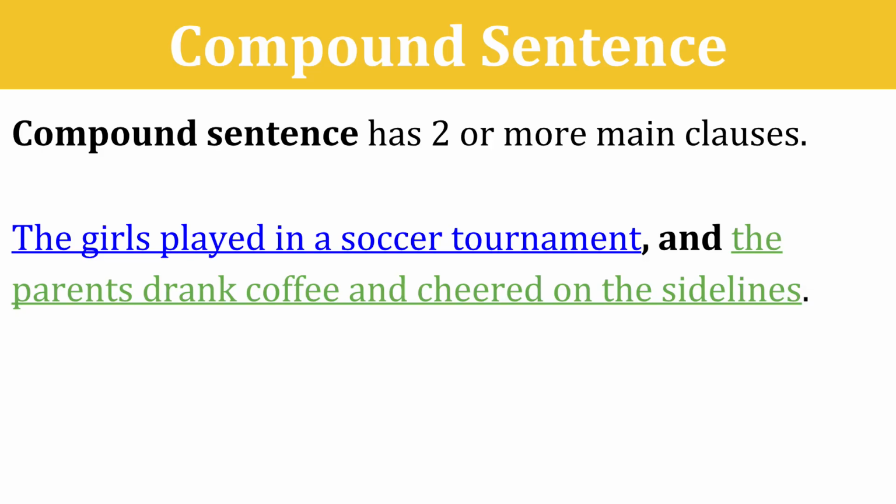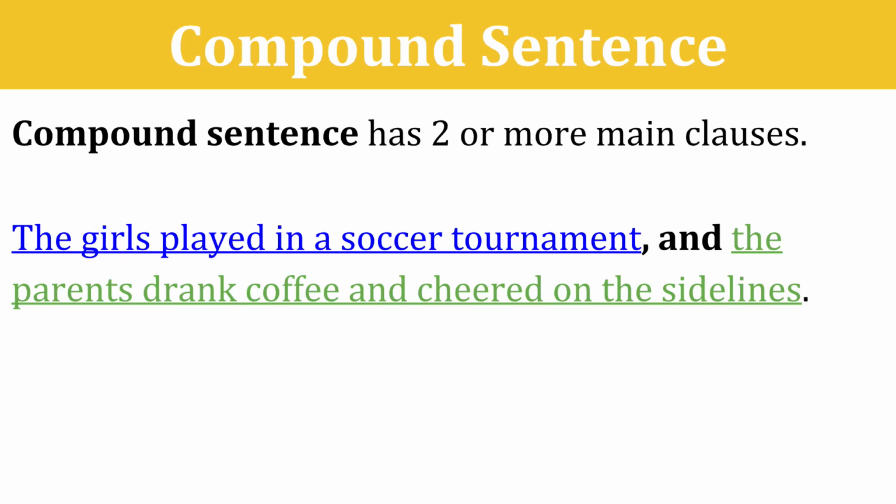Now, a compound sentence is two or more main clauses that are pulled together in a single sentence. The example below has two main clauses. The first appears in blue and the second appears in green. And I've pulled them together to create a compound sentence. So the first main clause reads, "The girls played in a soccer tournament." We could end the sentence there. We have our subject, the girls, and what did they do? They played in a soccer tournament. So we have our subject, we have our predicate. It is a main clause that could stand by itself.